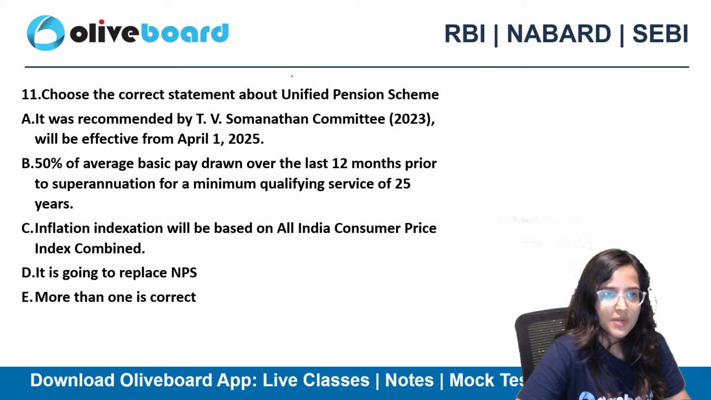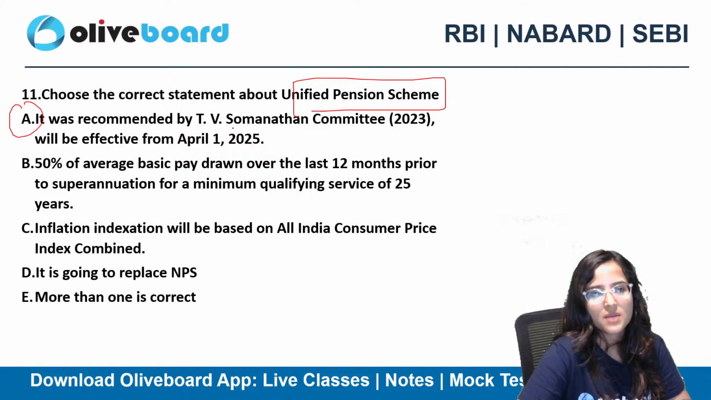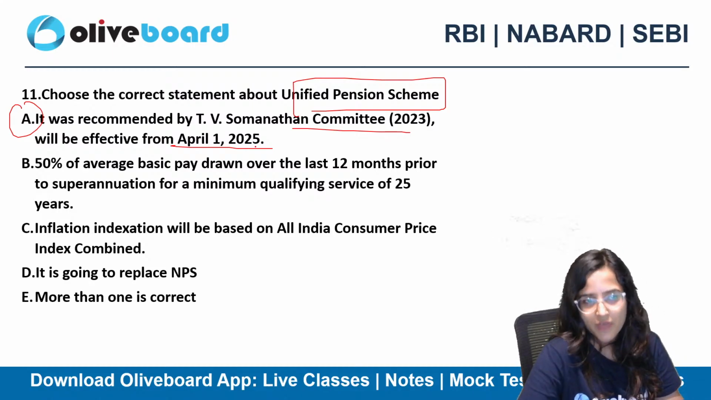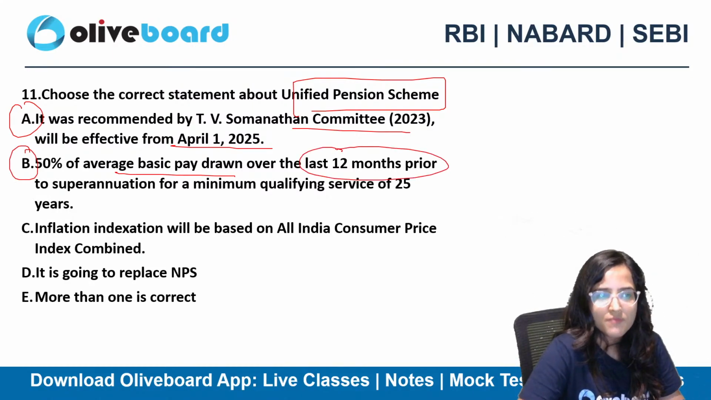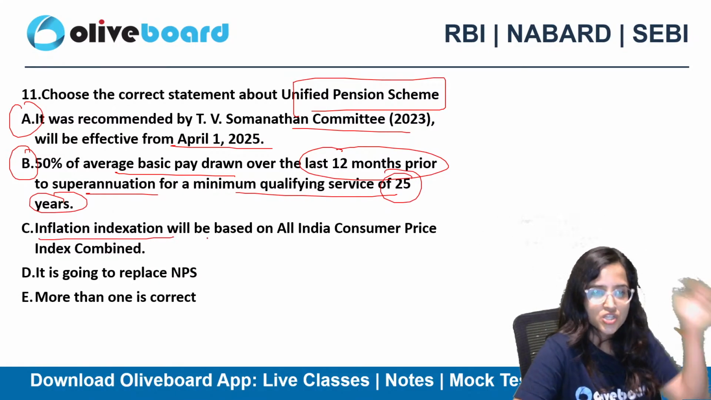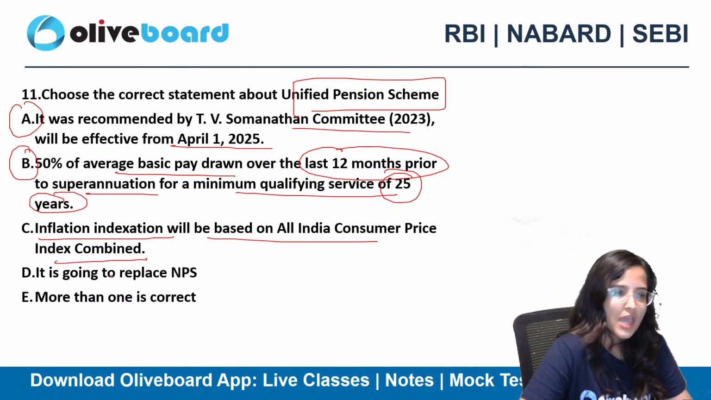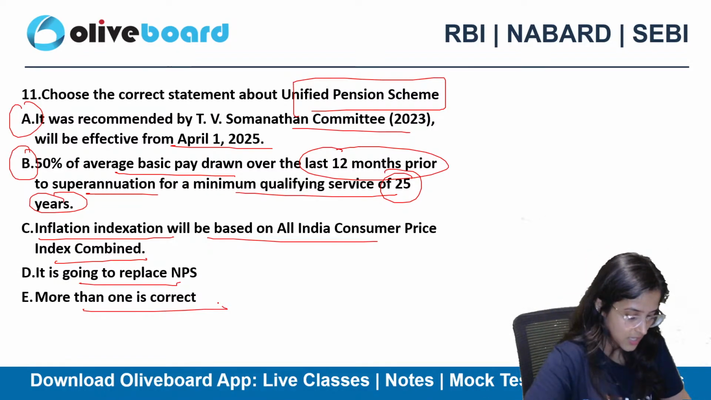Choose the correct statement about the Unified Pension Scheme. First statement, it was recommended by the TV Somanathan committee, will be effective from 1st April 2025. Second, 50% of average basic pay drawn over the last 12 months prior to superannuation for a minimum qualifying service of 25 years. Third, inflation indexation will be based on All India Consumer Price Index combined. Fourth, it is going to replace NPS. More than one is correct. What is the answer? Question number 11. What is the answer?